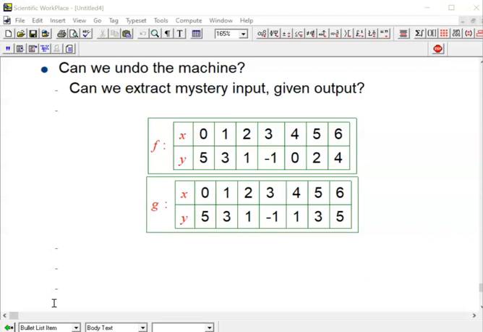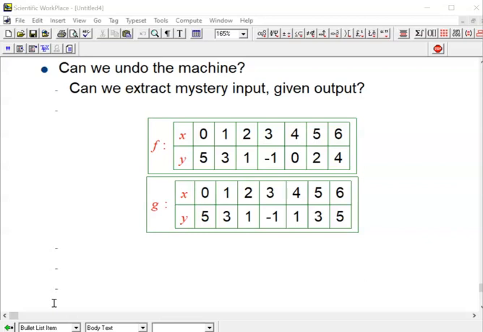So one of the most basic questions we have about a function is to see if we can undo it. The most basic thing we do with a function is just stick in an input, calculate the output, stick in another input, calculate the output. That's really essential, but it gets a little boring, honestly.